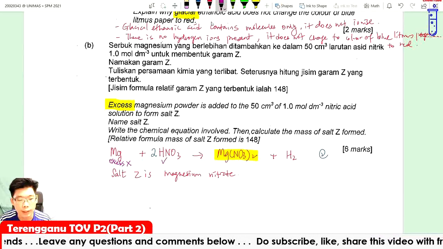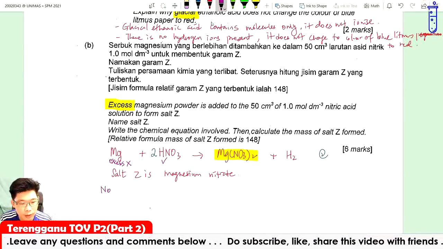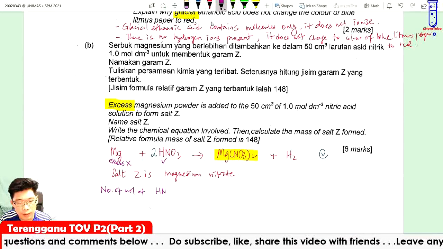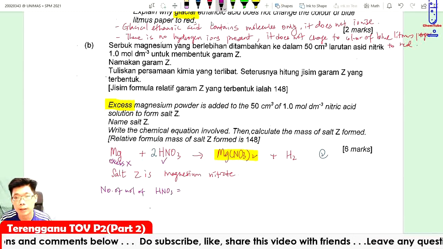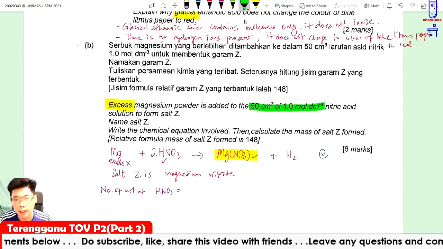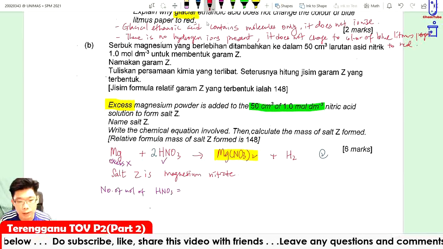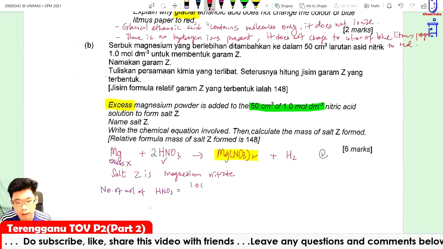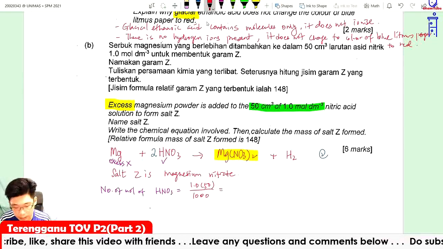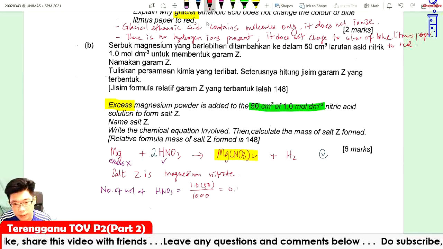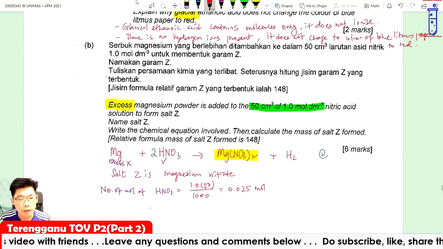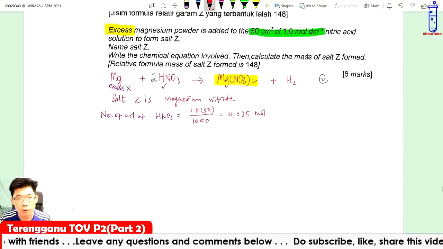So we can find the number of mole. So first, number of mole of nitric acid first. So you are given MV, right? Okay, volume concentration. Okay, so MV over 1000. So M is 1.0, V is 50 over 1000. Okay, so you will get 0.025 mole. Okay, so this is the first step you can do.